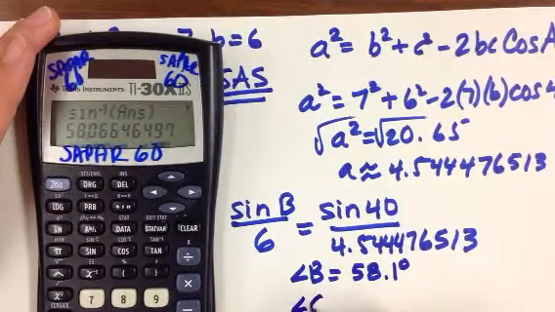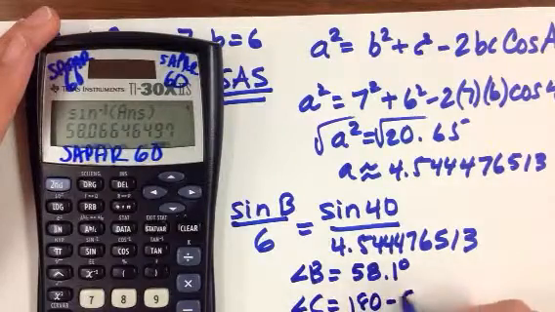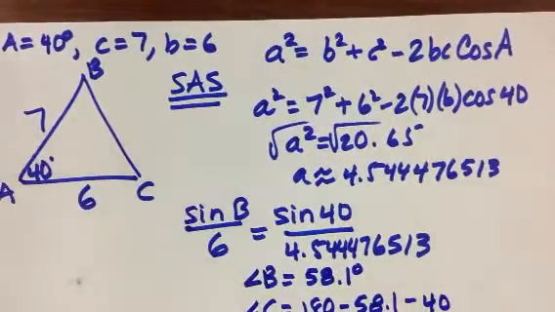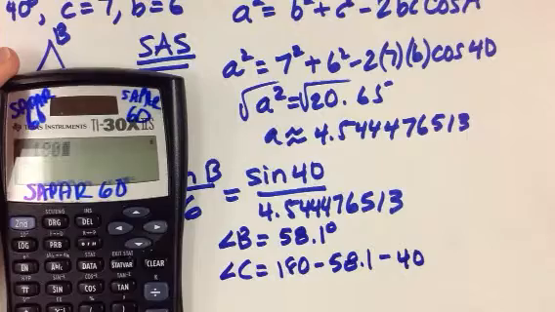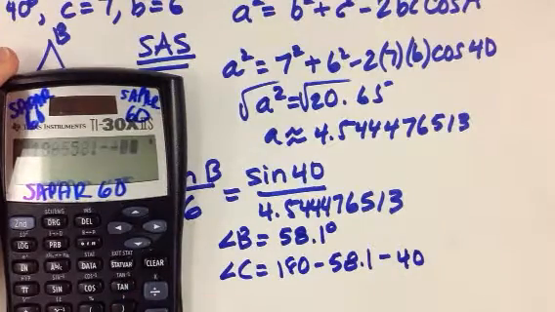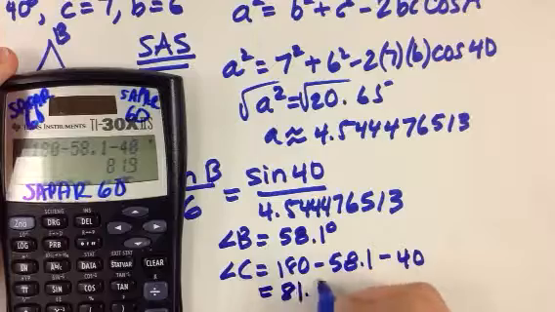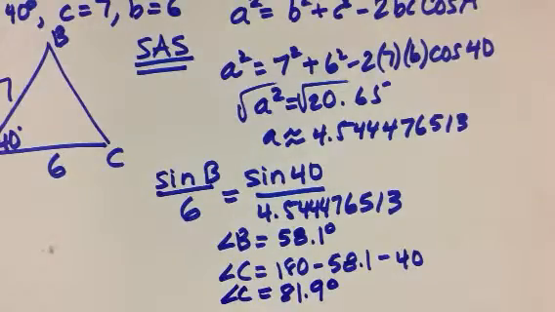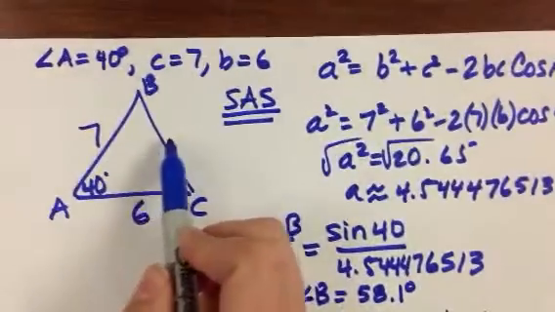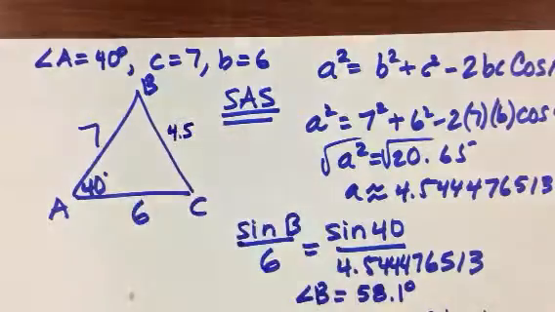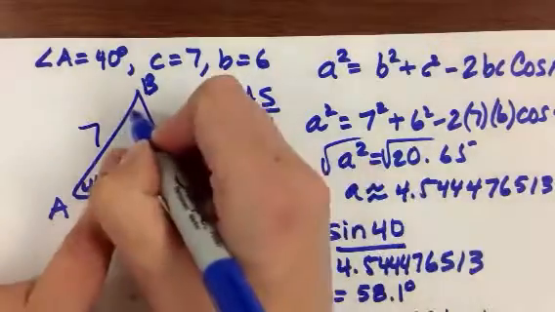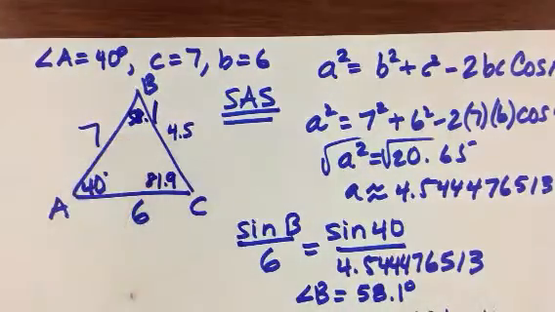So then angle C is real quick to find. We can take 180 and subtract the two angles that I know. Angle A was 40. So 180 minus 58.1 minus 40 gives me 81.9 degrees for angle C. Okay, so I've solved the triangle because I found side A to be approximately 4.5, angle C 81.9, and angle B 58.1. So I have completely solved this triangle because I found all missing angles and all missing parts.